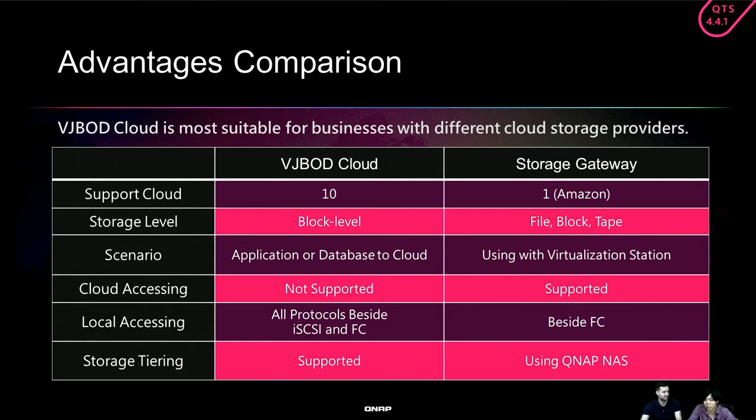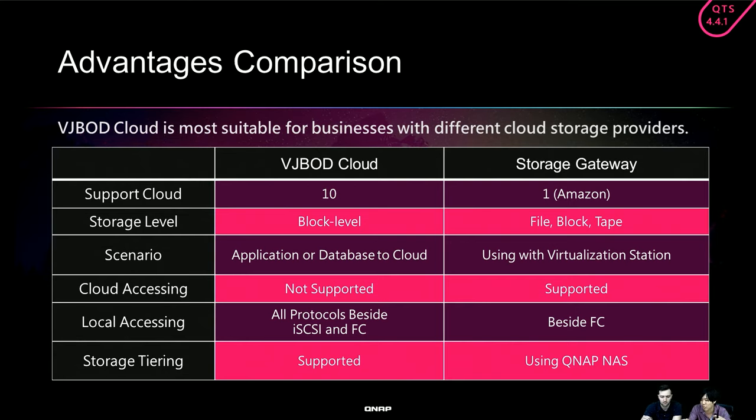Okay. And finally, we have a comparison between Hybrid Cloud and Storage Gateway, which is provided by Amazon. I also want to announce again that the AWS Storage Gateway is also available on QNAP. The advantage, of course, is that it is provided by Amazon, so it is more native. But right now it only supports Amazon itself. Our Hybrid Cloud, as you can see in the previous slide, supports up to 10 object storage providers.